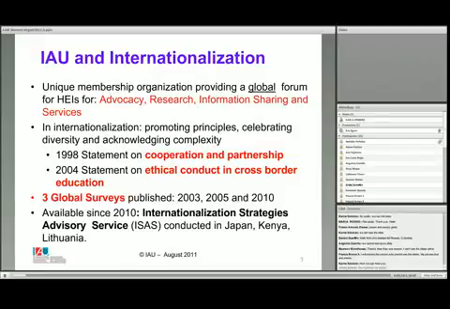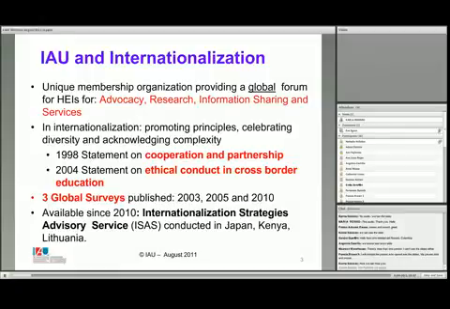It was created after the Second World War to assist institutions to build bridges of understanding and in a sense to address the horrors of the Second World War. But in the last two decades or so, working on internationalization has accelerated at the International Association of Universities. And our focus has been really to promote some of the principles of good practice in internationalization, to celebrate the fact that there is not one model fits all, so celebrating diversity among our members and among their interests in internationalization, and to acknowledge that this is a complex area of work, just as higher education development more generally has become extremely complex.